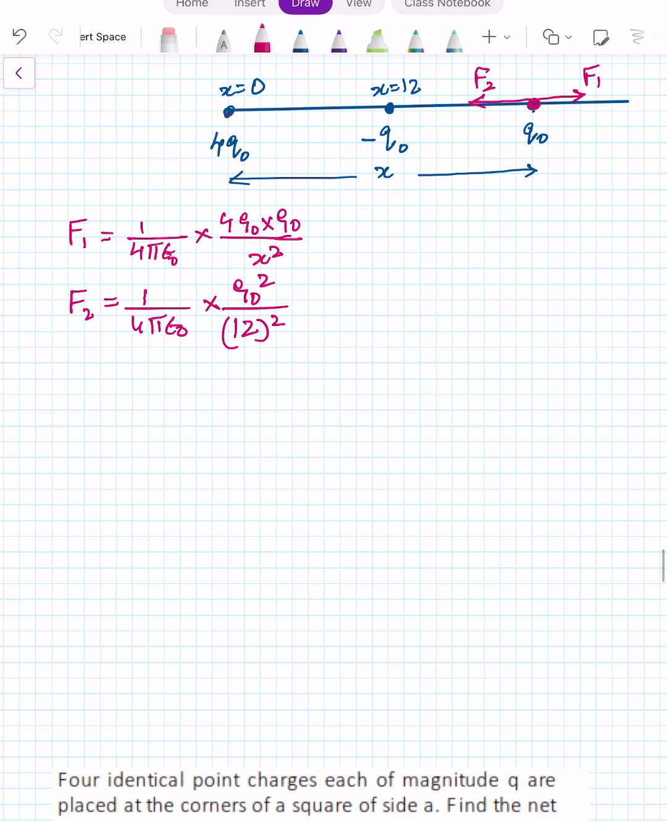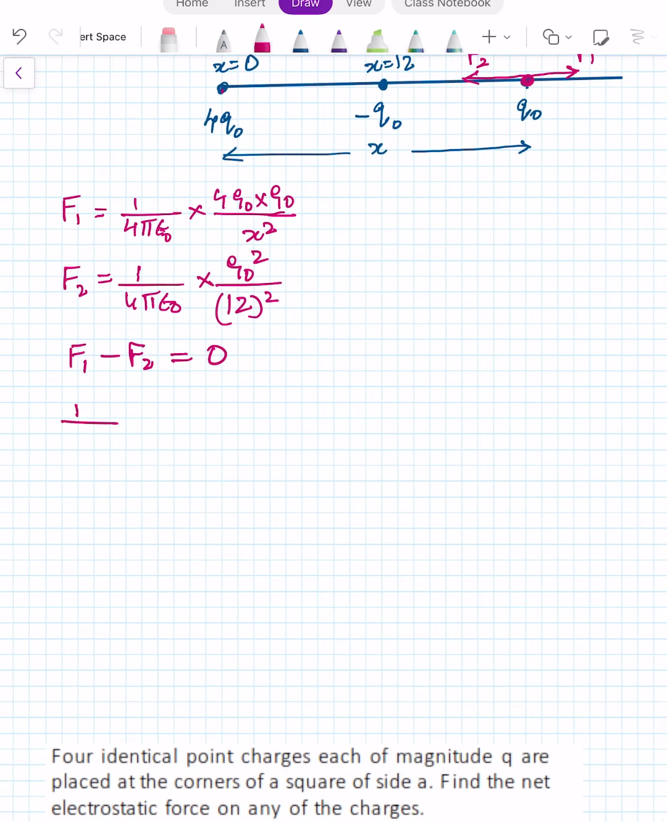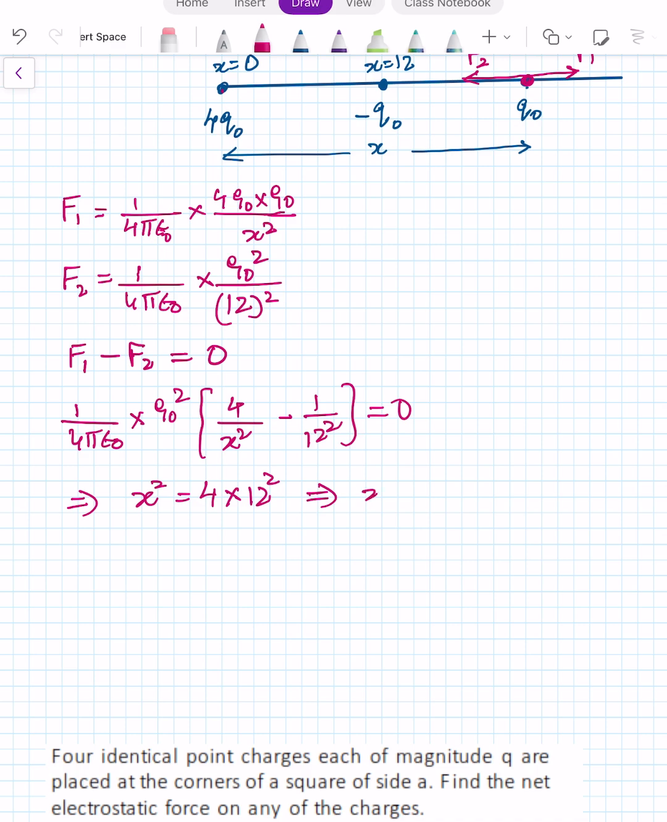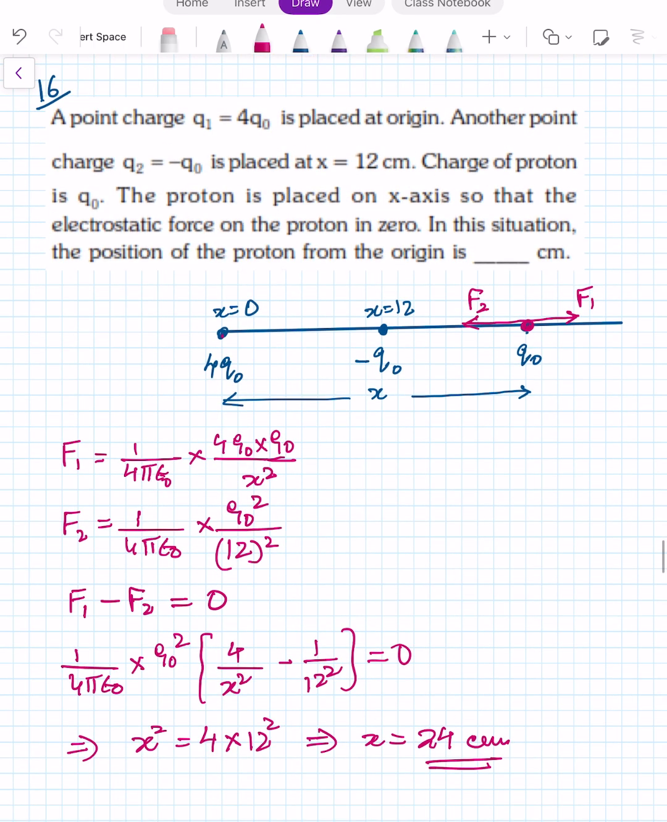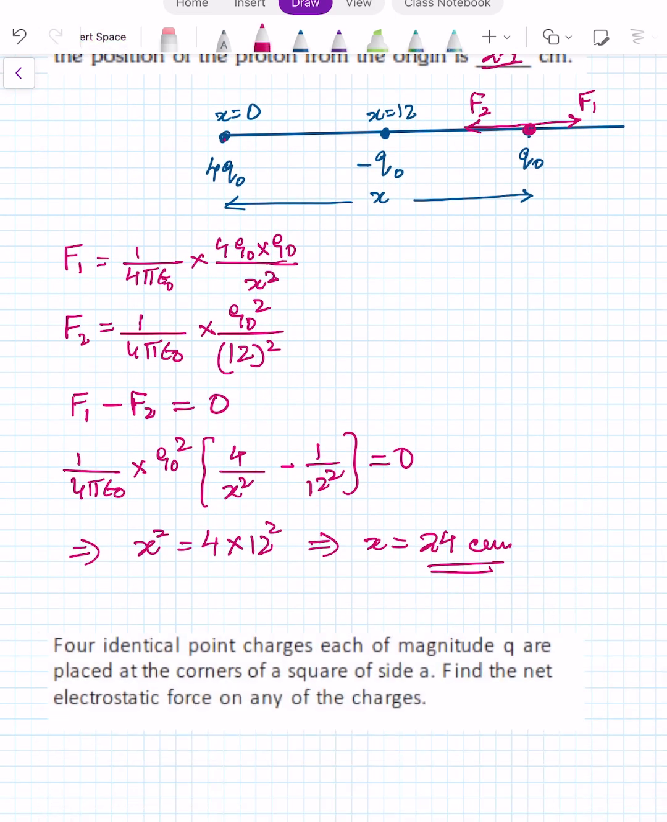Right? Now, the resultant of these two forces is 0. Since they are in opposite directions, we can do F1 minus F2. It will become 1 upon 4 pi epsilon naught common, Q naught square common, then 4 upon x square minus 1 upon 12 square. This becomes 0. And from this equation we get x square equal to 4 into 12 square, which gives us x is equal to 24 centimeter. This is our answer. So answer will be 24 centimeter. Right? Take the next question.